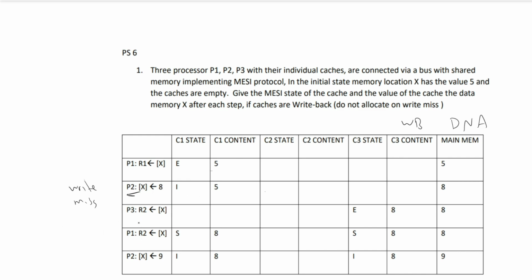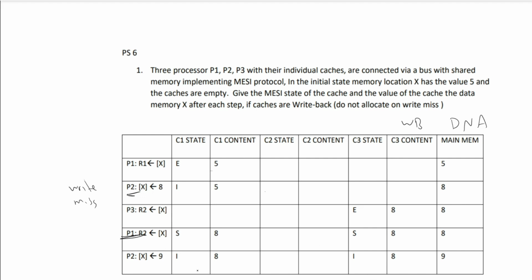Okay, line 3. It's another load. Oh yeah, this has already been updated to 8. So then no other cache has it because this is invalid. So it's basically as if it's not there. So this is set to exclusive.